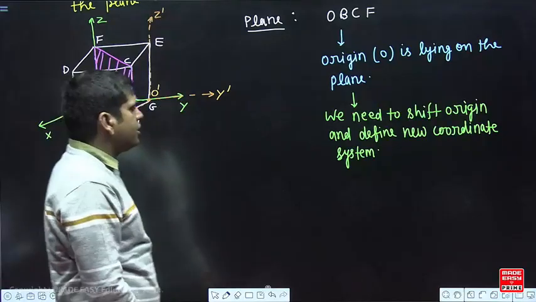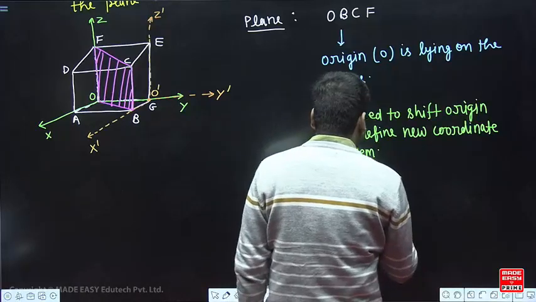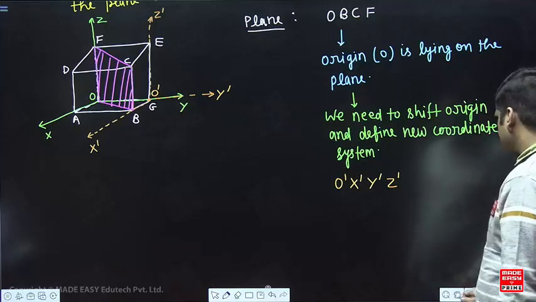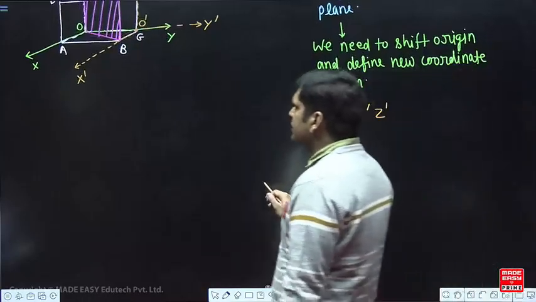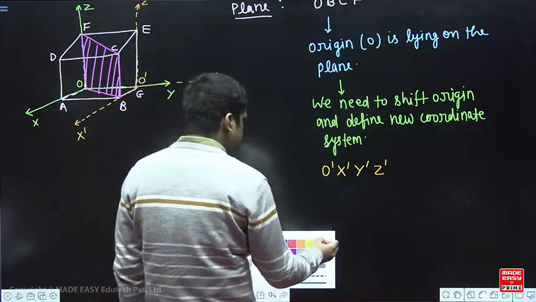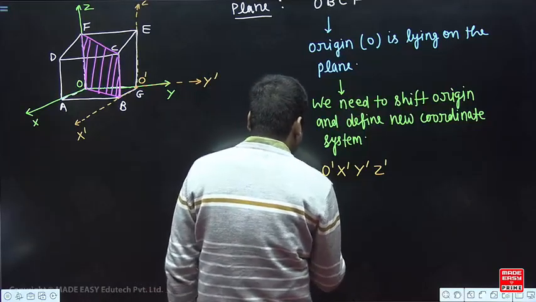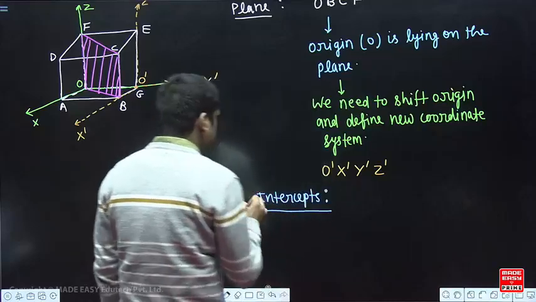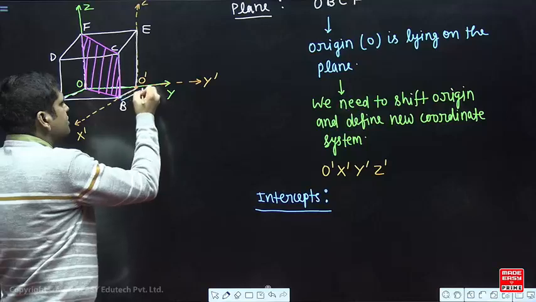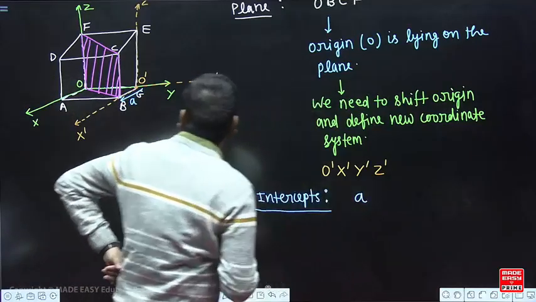Now the new coordinate system is O dash, x dash, y dash, and z dash. Here the origin does not lie on the plane. Determine the intercepts made by the plane with respect to the new origin. What are the intercepts? Have a look intelligently. The new x-axis is this, so the intercept is this. This line is the edge length A, so it is A.